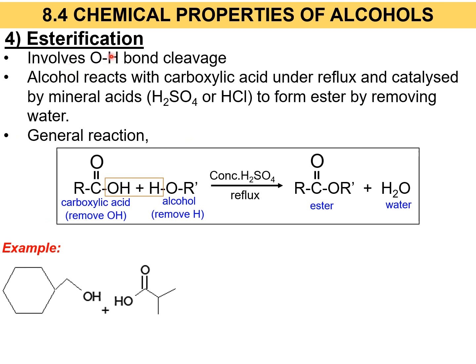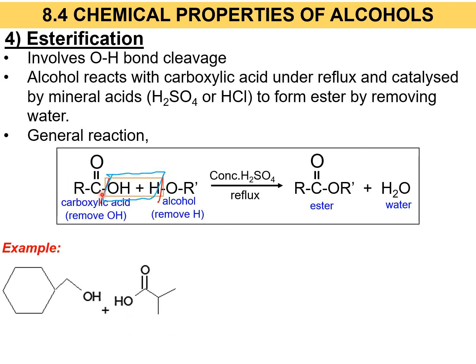Dia pun melibatkan OH bond cleavage dekat alkohol, di mana alkohol ni dia akan react with carboxylic acid with a catalyst concentrated H2SO4 condition reflux, and dia akan form ester by removing water. Okay, for example, this is the alcohol, you akan buat OH bond cleavage, that's why you akan remove hydrogen dekat the alcohol. Okay, lepas tu dekat carboxylic acid you will remove the OH. Since that carboxylic acid you remove OH, alcohol you remove hydrogen, H campur dengan OH dapatlah jadi H2O as a side product. Okay, so that's why you punya side product ialah H2O.